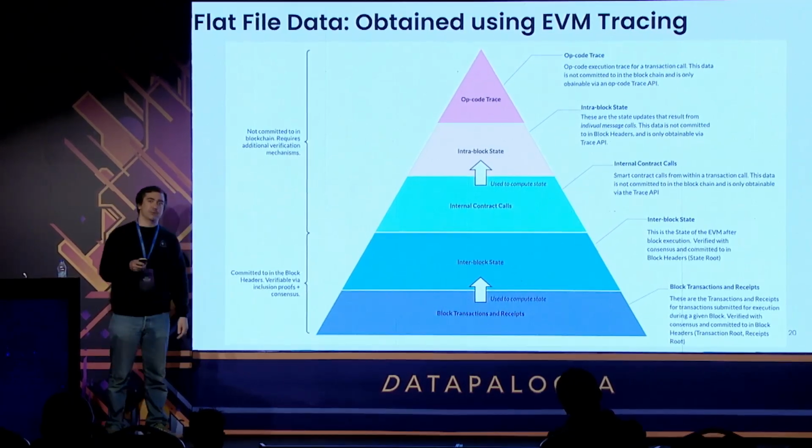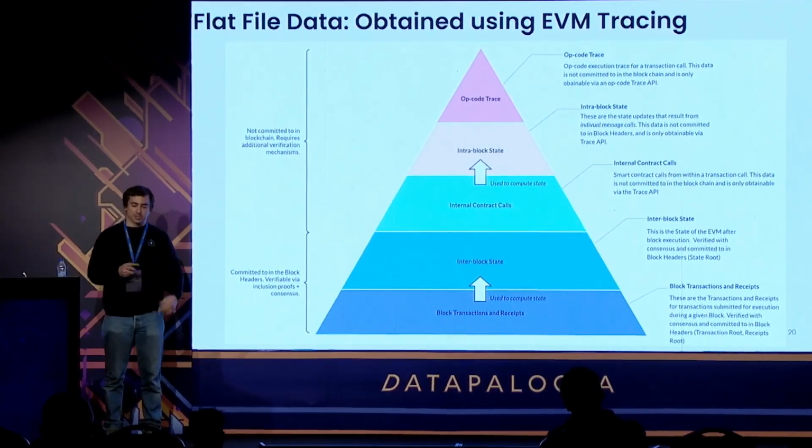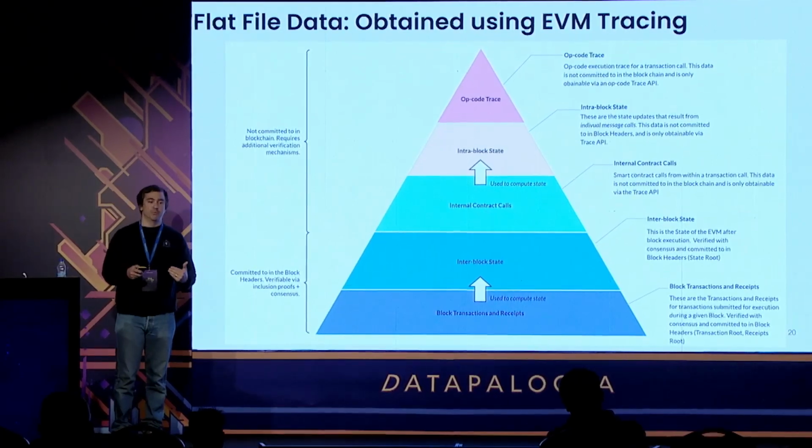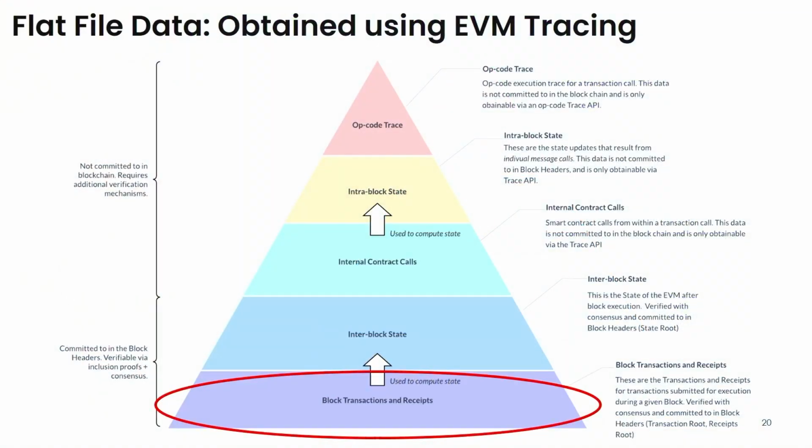For this talk, because we're talking about EIP-44s, all we care about is transactions and receipts. This data is available, and it's stored in these flat files. This is what we care about whenever we're talking about the historical data of the blockchain.